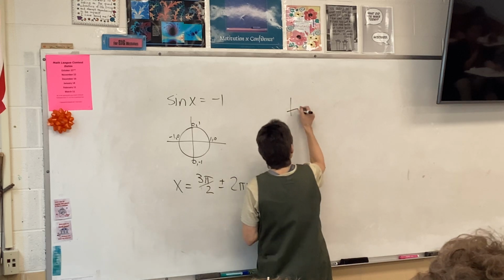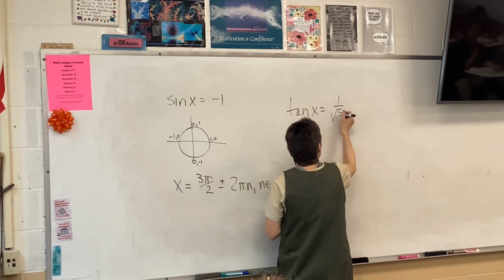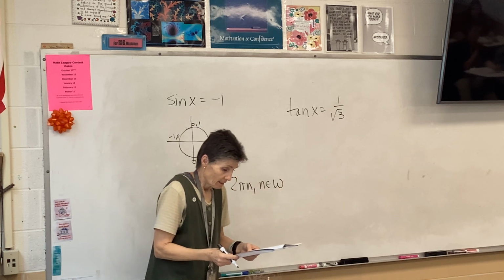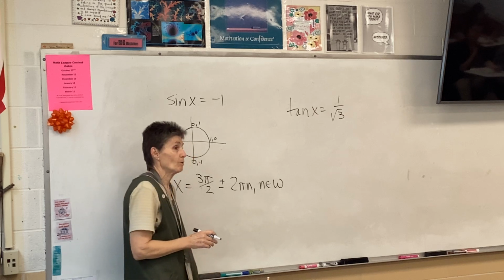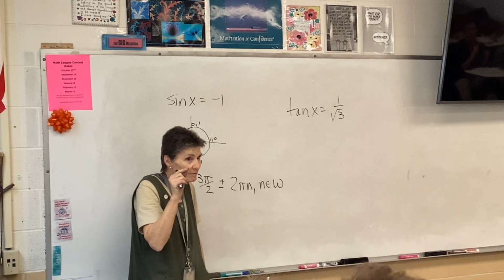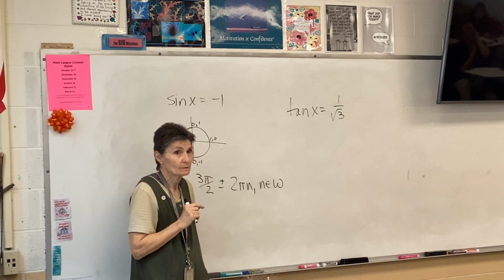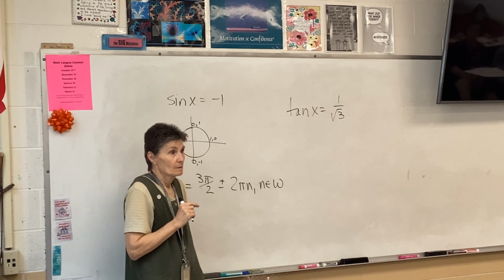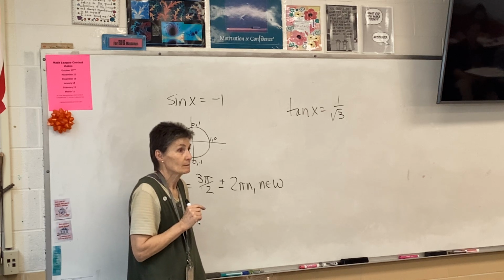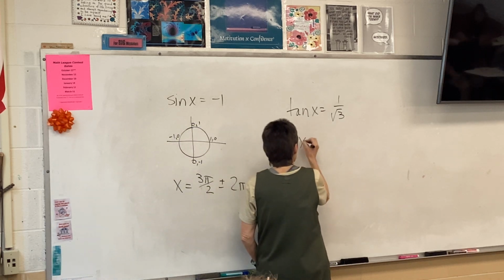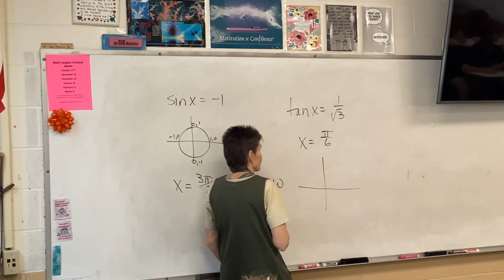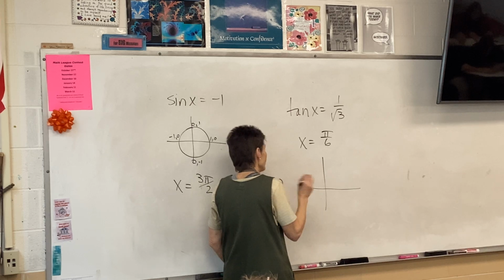Tan x equals 1 over root 3. Now, when tan x equals 1 over root 3, you kind of have to use your unit circle values, that means 1/2 over root 3 over 2. So where is that? What kind of angle? Pi over 6? So tangent of pi over 6. Okay, so be careful.